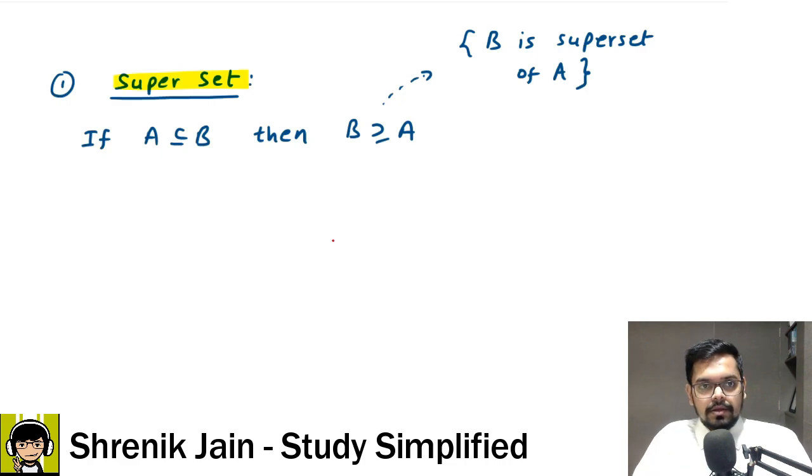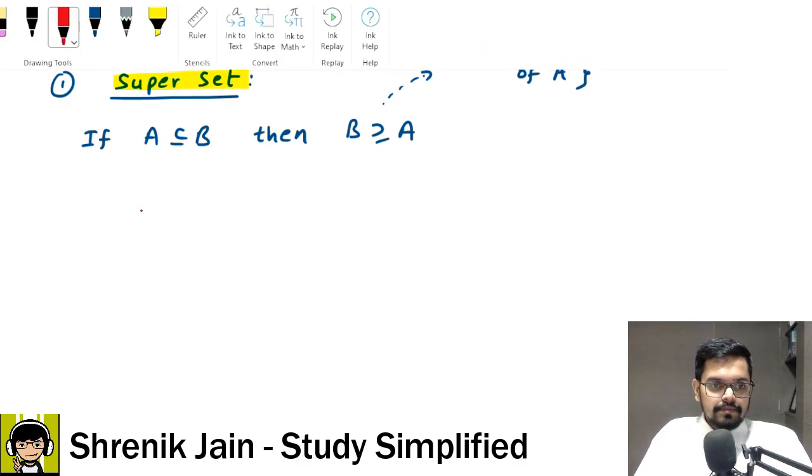First point is superset. Now, super, it's like my father is a superstar, my mother is a super mom. You always say that. Why? Because they have more skills than you, or maybe more knowledge than you. Same goes here. If A is a subset of B, then B is known as a superset of A. Let me write it in this way.